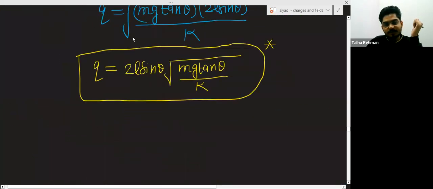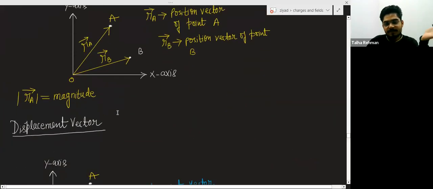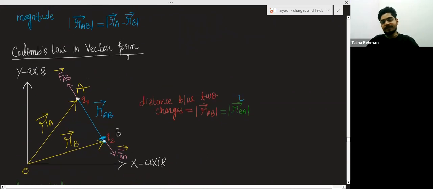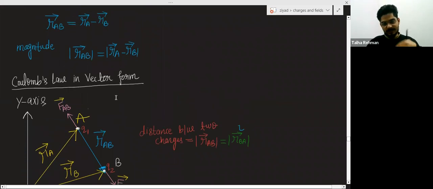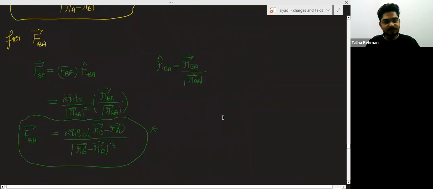Now after that, we discussed the position vector and displacement vectors. Right now I am not discussing it. This is Coulomb's law in vector form. This is the derivation that you have to do. The main things I will discuss.